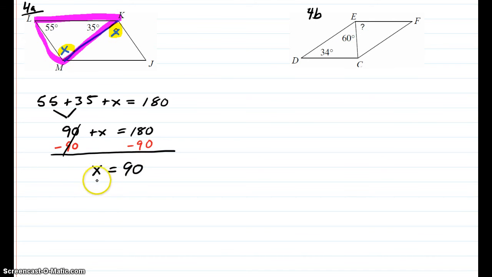And so we go back up here to that question mark. It wanted that angle. And so, like we practiced in the last example, we want to name it properly. And so this would be MKJ. So the measure of angle MKJ is equal to 90 degrees. So try 4B on your own. When you're done, bring me your notes.